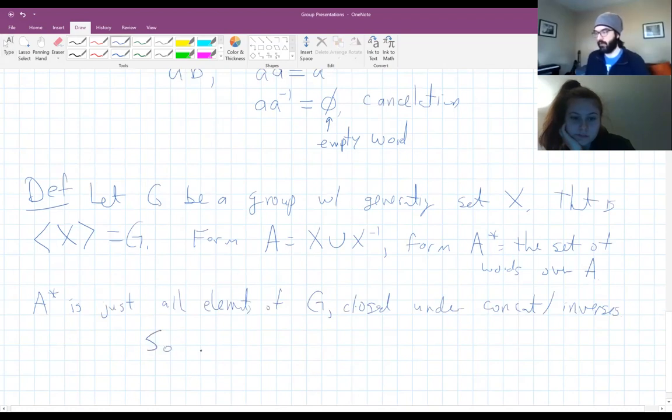Well, in other words, do I want to say this? Yeah, this is what I want to say. But what we get is that the group generated by X is also equal to A star.